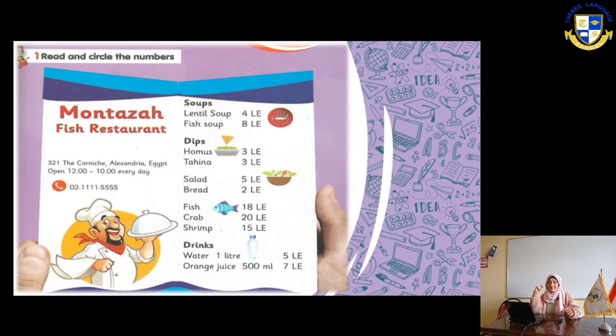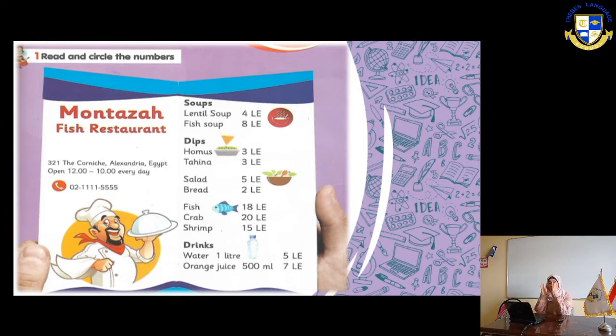Then we have dips. Dips are something you take with bread and put in your mouth. We have hummus for 3 pounds. We have tahina for 3 pounds. Then we have salad for 5 pounds. We have bread for 2 pounds. We have fish for 18 pounds. We have crab for 20 pounds. We have shrimp for 15 pounds.